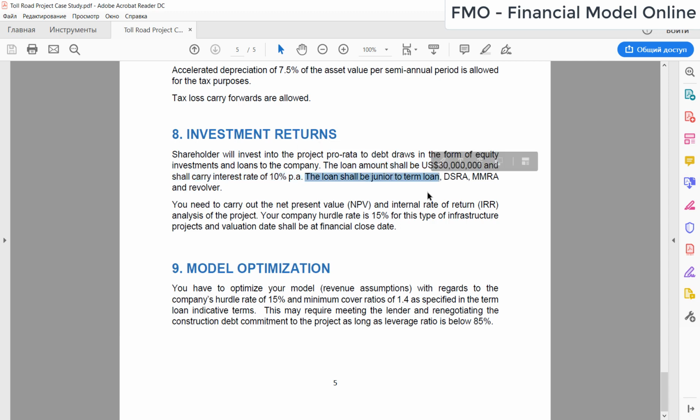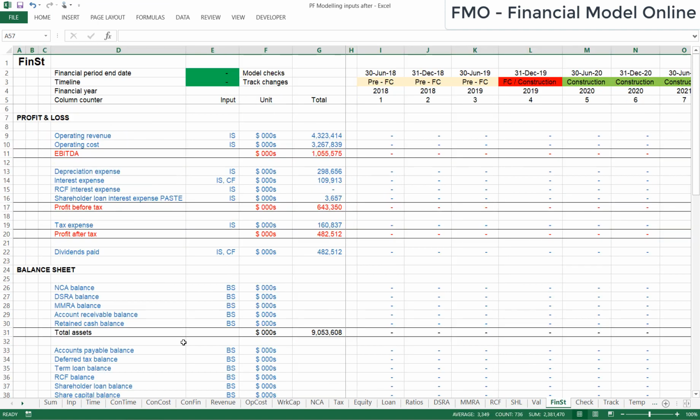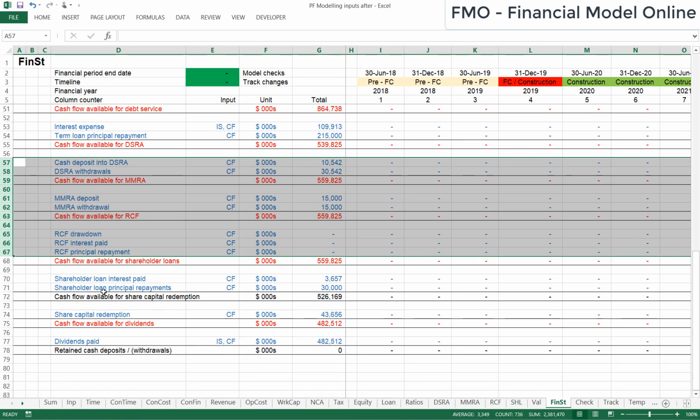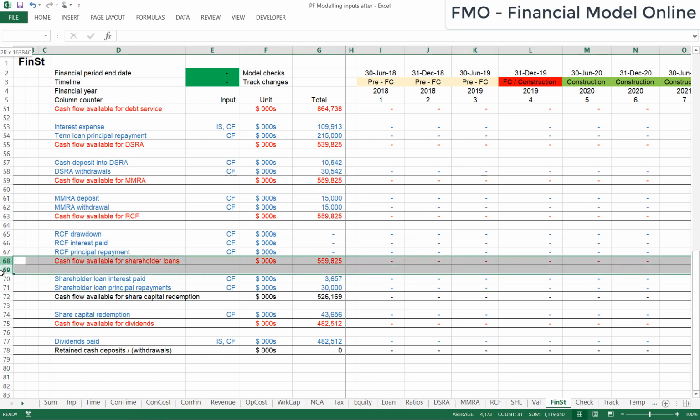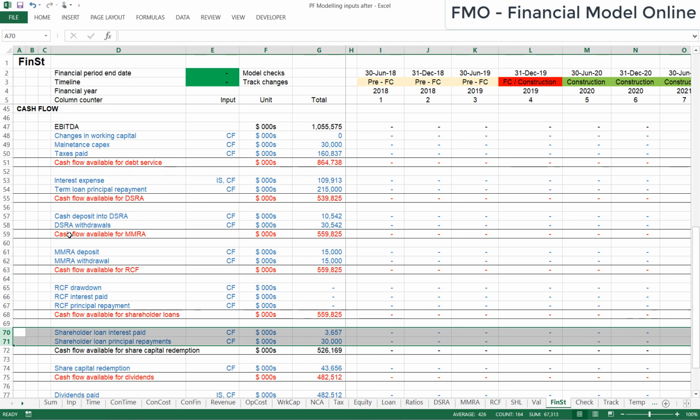If we go back to our model, we're going to be modeling the shareholder loan, and on the financial statements you can see in the cash flow cascades the funds available for shareholders are junior to the term loan and the revolving credit facility. So those items have to be satisfied first, have to be paid first, before the money goes to cover the shareholder interest payments and the principal repayments.